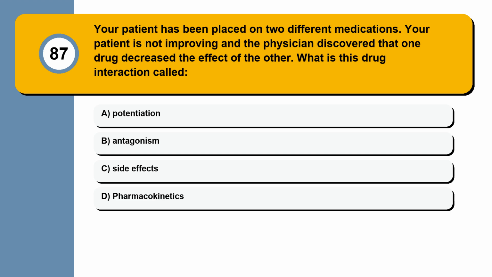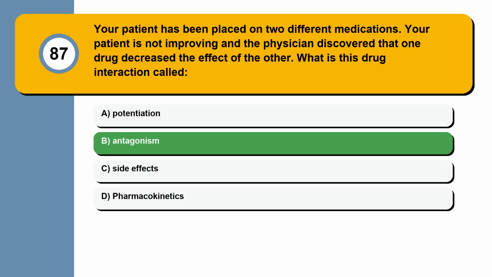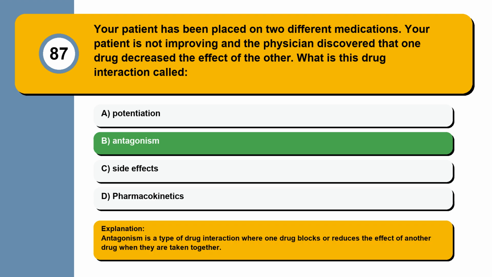Here are your options. Option A, potentiation. Option B, antagonism. Option C, side effects. Option D, pharmacokinetics. The correct answer is option B, antagonism. Explanation. Antagonism is a type of drug interaction where one drug blocks or reduces the effect of another drug when they are taken together.